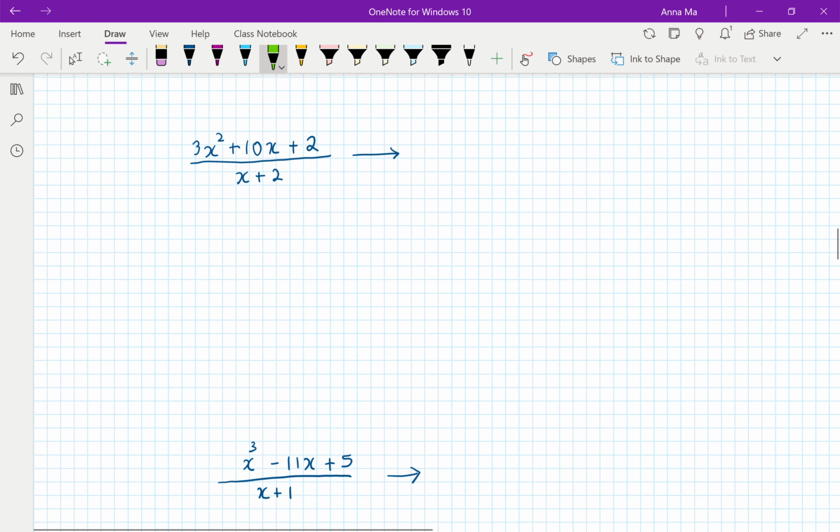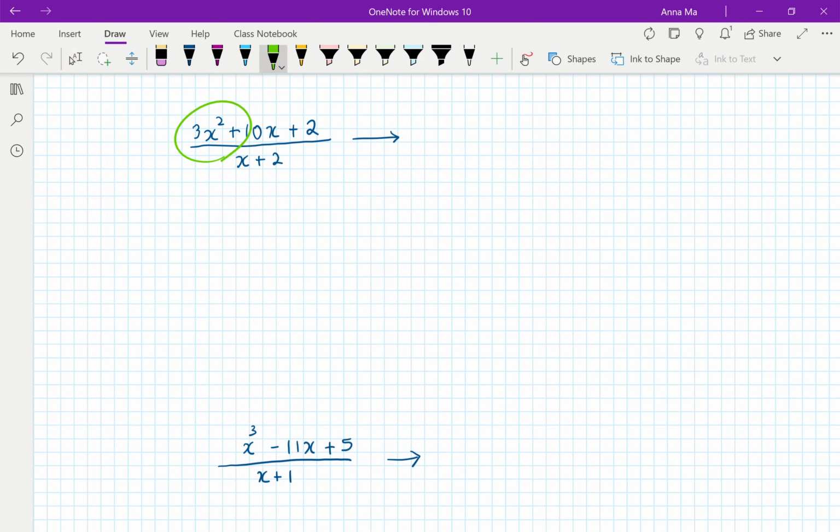Okay. Now this one, non-monic. I'm trying to go through an example that's of different types. For this one, same thing. Choo-choo train, dividend, divisor. Match the terms. X times what gives me 3x squared? 3x. Multiply it with the divisor, so I get 3x squared plus 6x. Subtract it away, then you get 4x plus 2 as a result.